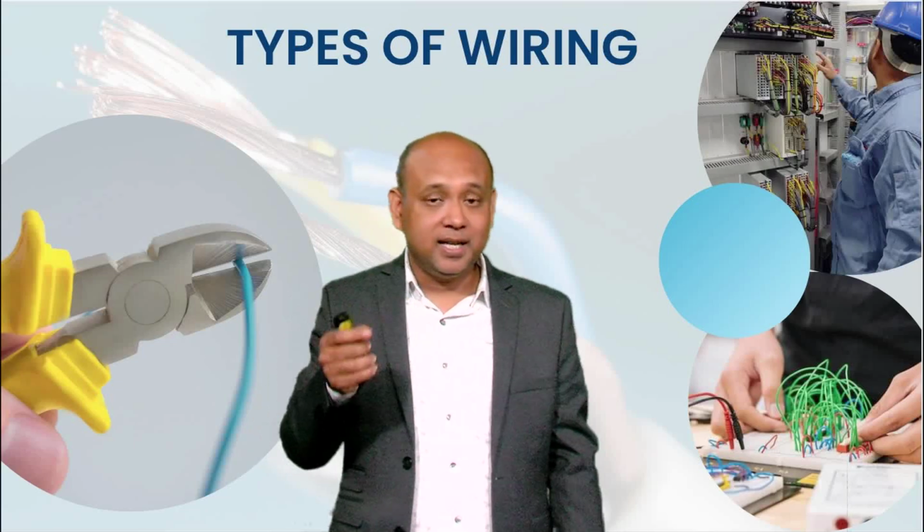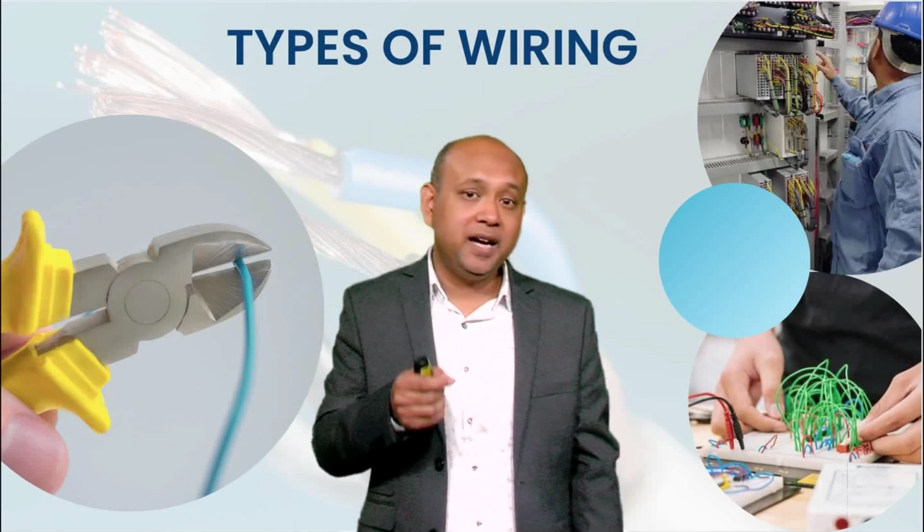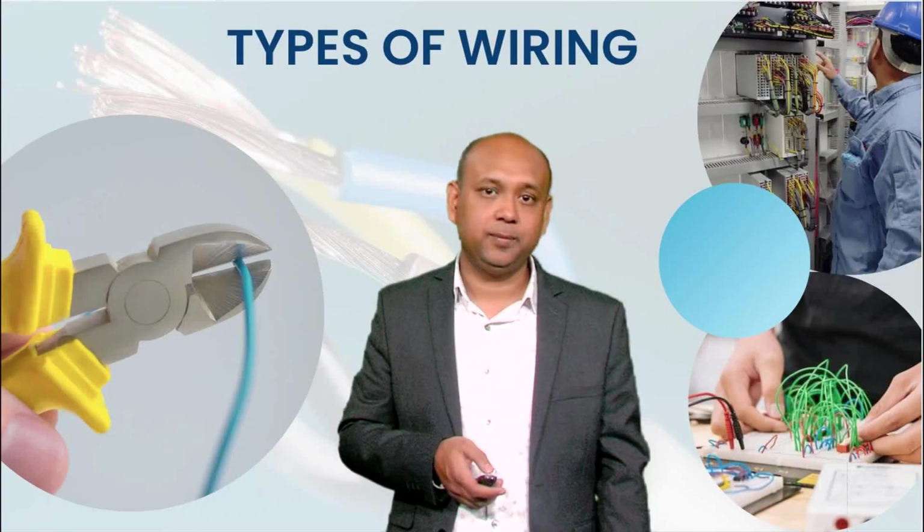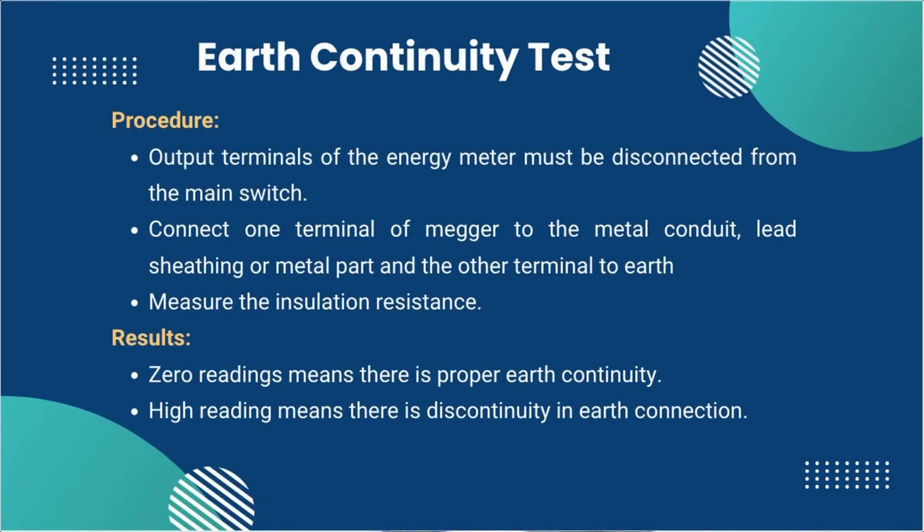Now, let's discuss the procedure to conduct the earth continuity test. First, disconnect the output terminals of the energy meter from the main switch. Next, connect one terminal of the megger to the metal part of the installation. Then, connect the other terminal of the megger to the earth.